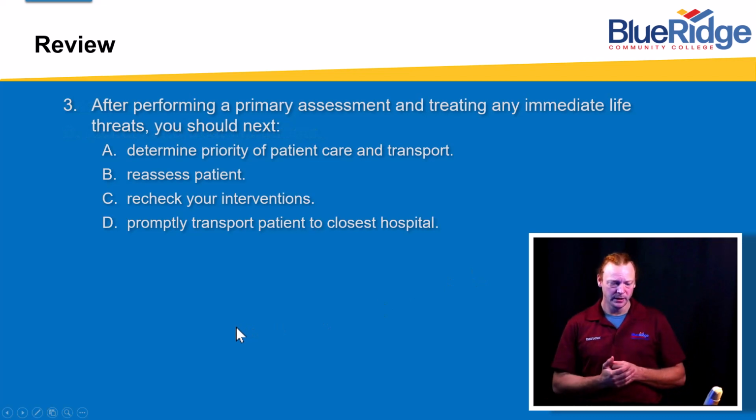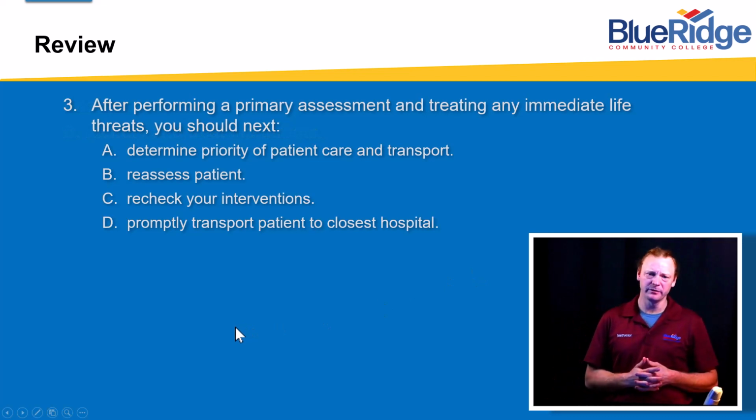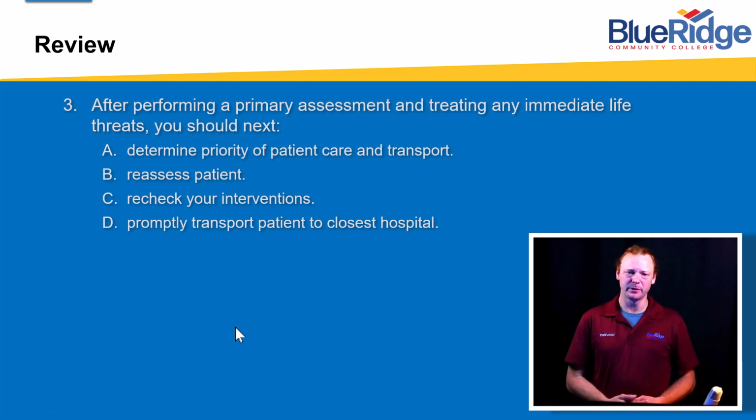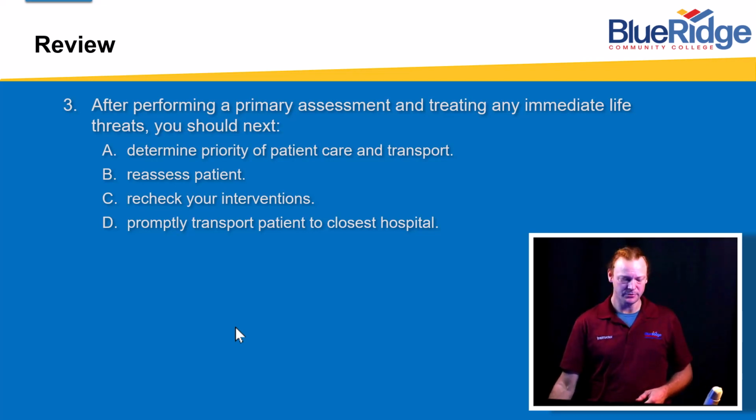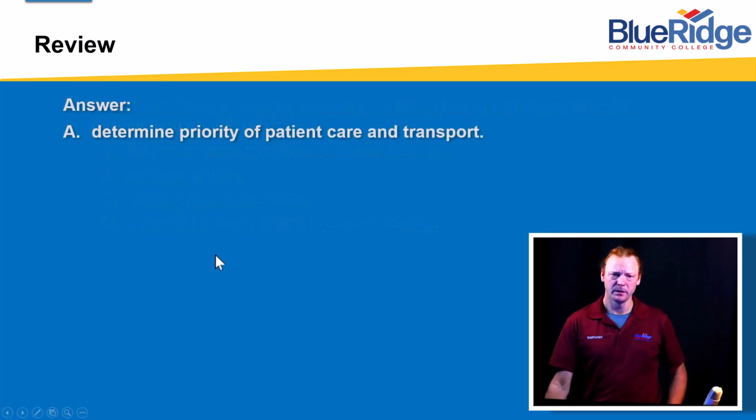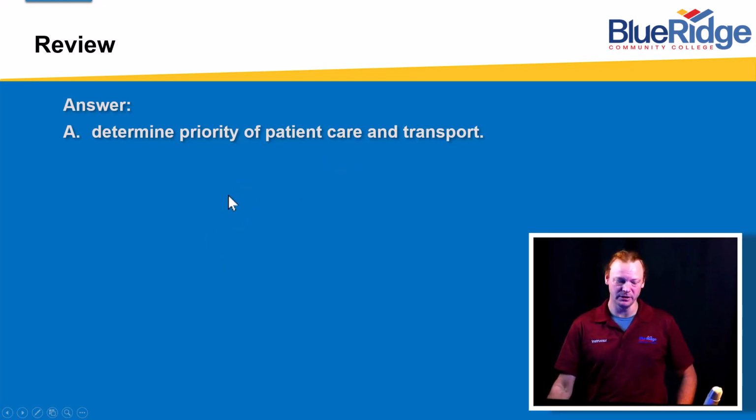Number 3, after performing a primary assessment and treating any immediate life threats, you should next do which of the following options? The correct answer is A, determine priority of patient care and transport. How quickly do they need to get off scene and to the hospital?